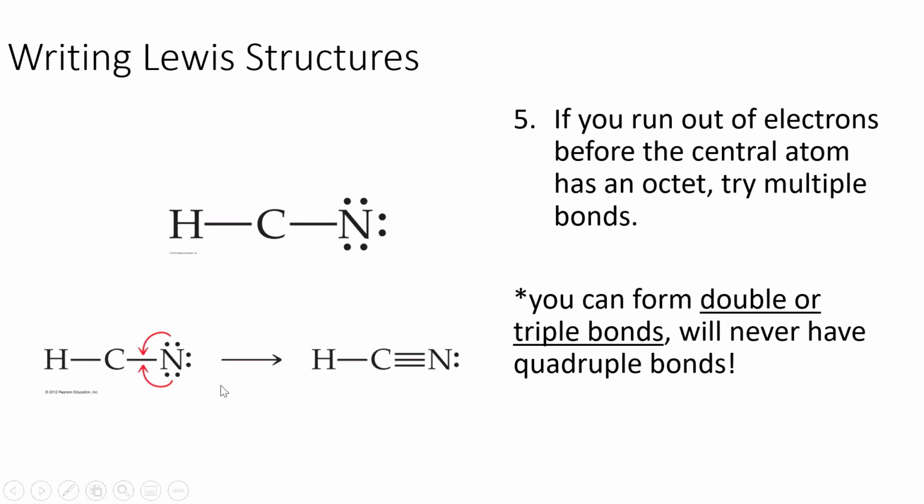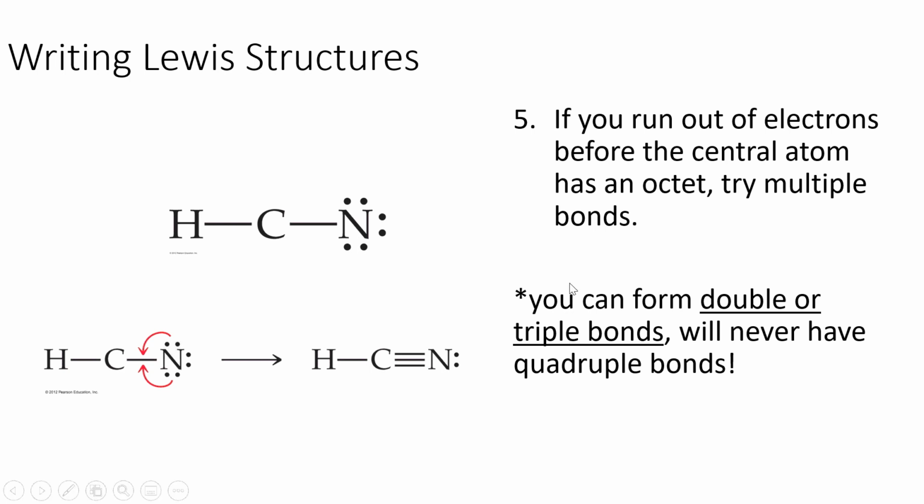And then if you run out of electrons before the central atom has an octet, then try multiple bonds. So try doing a double bond or a triple bond. And those are the only two options for multiple bonds. You can have a double bond or a triple bond. There's no such thing as a quadruple bond, so we will not see that happening.